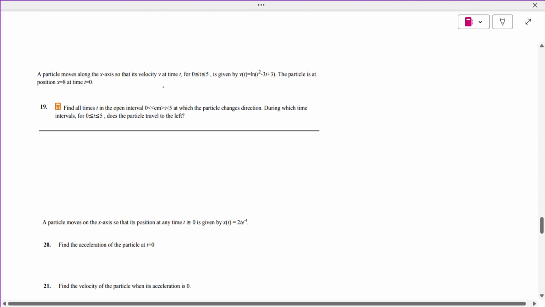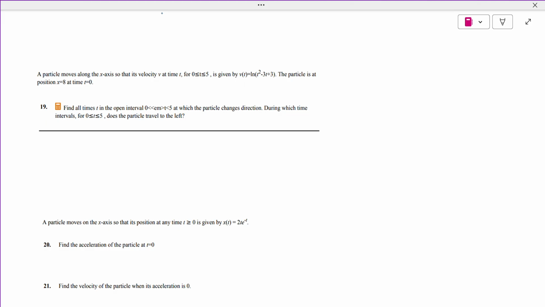Question 19. It says a particle moves along the x-axis so that its velocity is given by v of t. The particle is at position x equals 8 at t equals 0. Find all times t in the open interval at which the particle changes direction. During which time interval does the particle travel to the left?